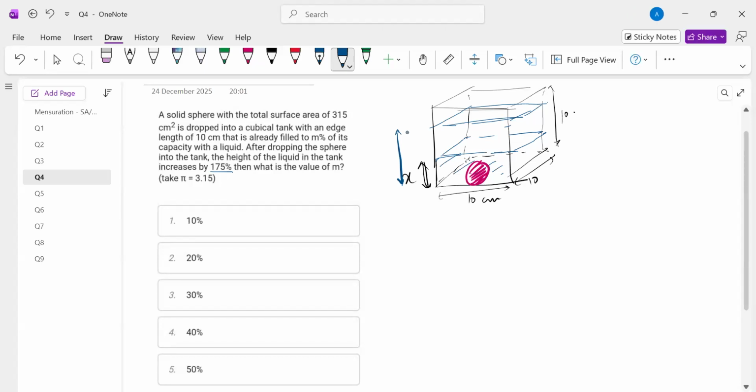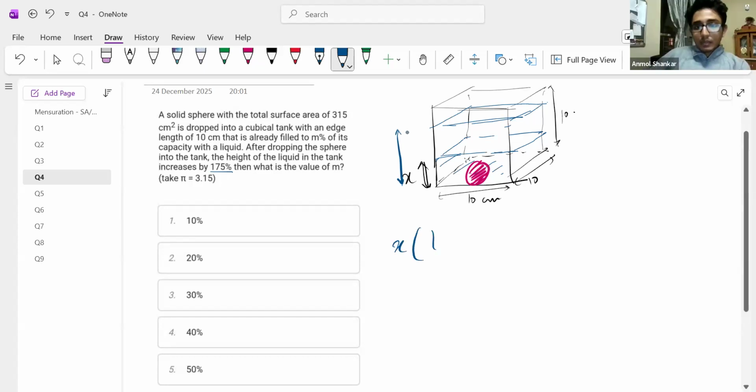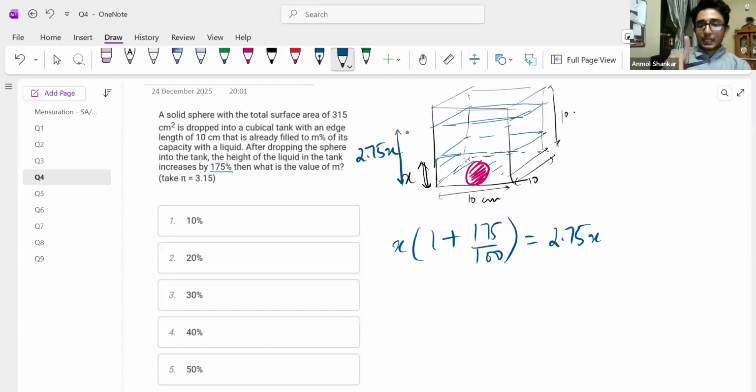2.75x, sir. Very good, right? x into 1 plus 175 by 100, right? That is how we calculate the percentage change. So here you will get 2.75x. So 2.75x is the final height, x is the initial height.